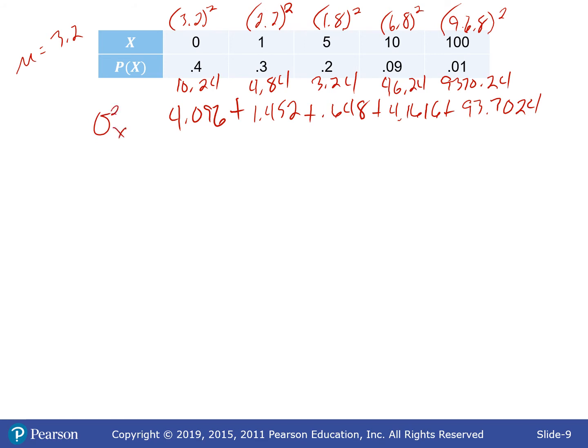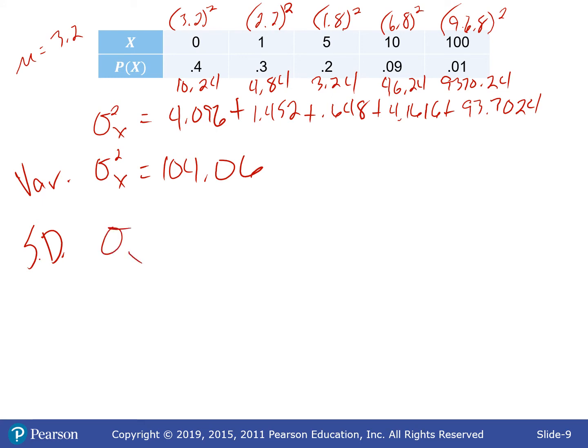the variance of our random variable. So we have that 93.7024 plus 4.1616 plus 0.648 plus 1.452 plus 4.096 is 104.06. That's the variance. Then the standard deviation, just like the other standard deviation, is going to be the square root of the variance. So it's just sigma of x, and the square root of that number is 10.2009. So we'll go 10.2 is the standard deviation.